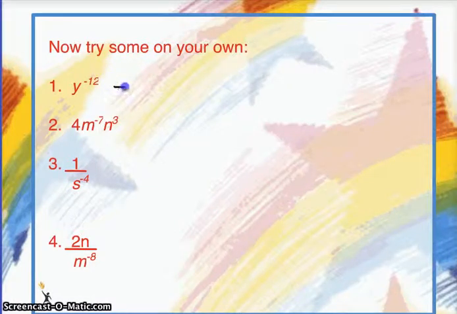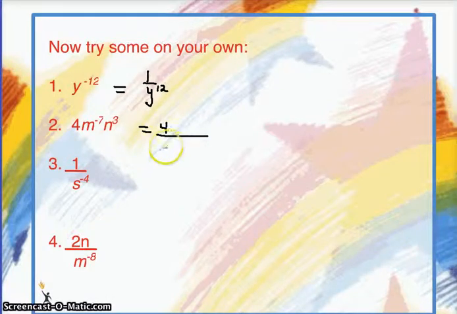Okay, on this first one, in order to make the exponent positive, you have to take the reciprocal of y, which is 1 over y, and then it can become y to the 12th. Take the opposite sign. The second example, 4 is being raised to the first power, so we can leave it on top. However, m is being raised to the negative 7, so we would prefer to move that down in order to make the 7 turn positive. The n is raised to the positive 3, we can leave that on top.